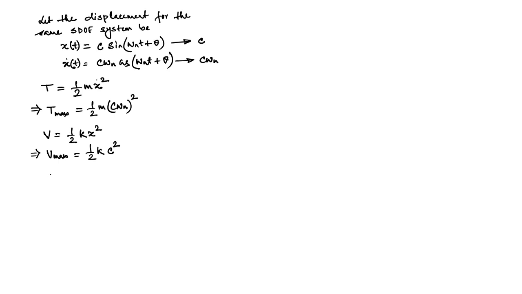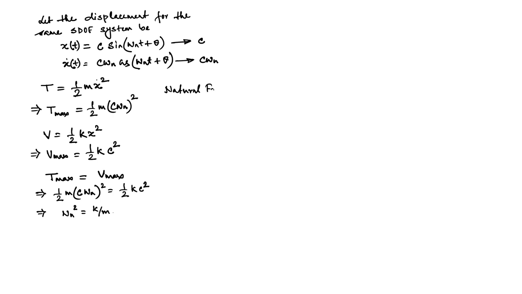Then what happens? We balance these two, so T max will be equal to V max. If you do that, what we get is half m (c omega n) whole square equal to half k c square. And then ultimately you get omega n square equal to k by m. So, this is another approach to find the natural frequency of the system.